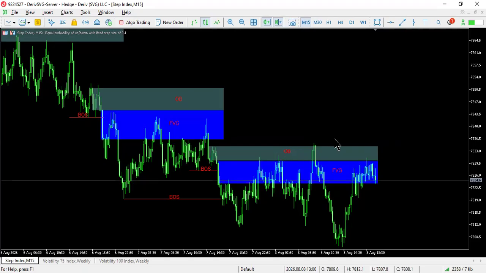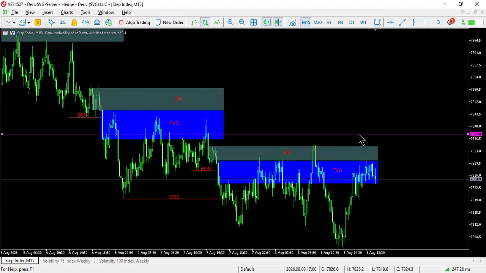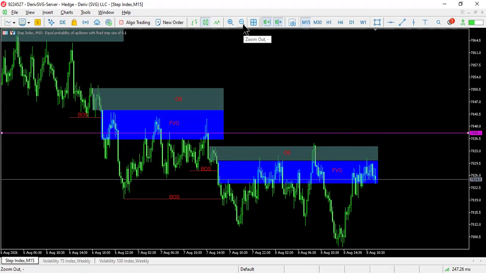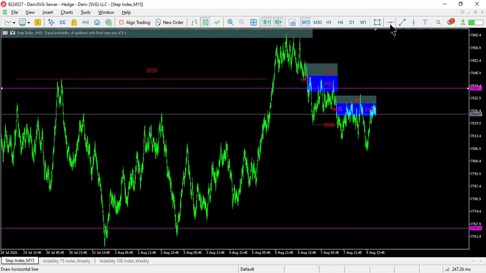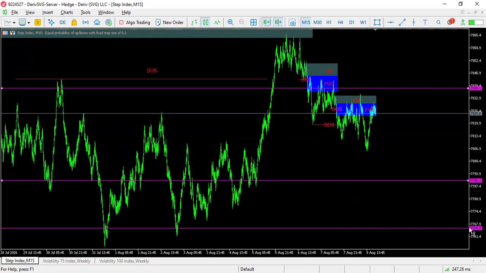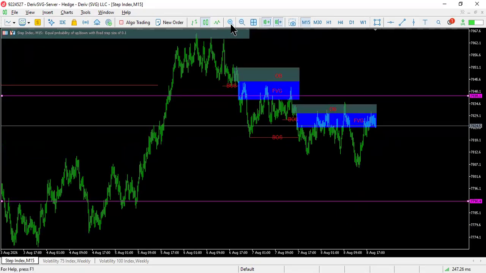So go ahead and place a sell on step index with your entry price at the current market price, and then your stop loss slightly above the order block, and then your take profit levels. The first take profit is going to be at 7790.4, second take profit at 7765.8, and always apply proper risk management.